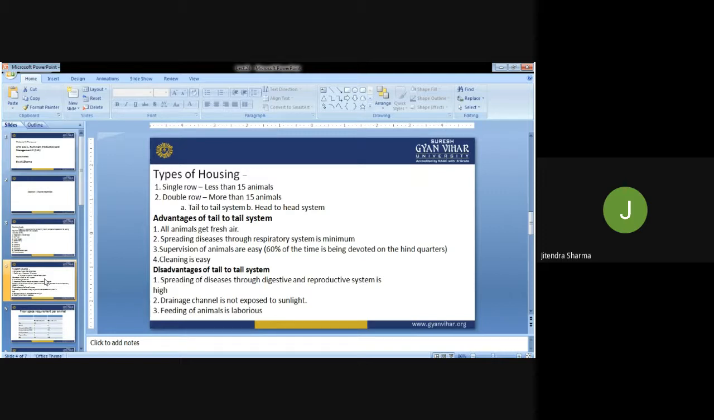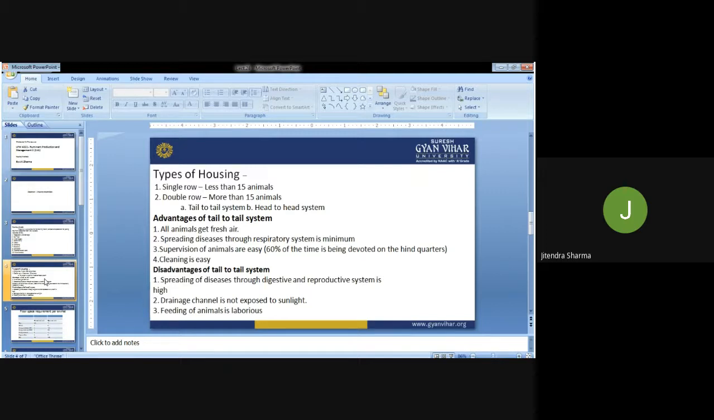Now the disadvantage of the tail-to-tail system: the spread of disease through the digestive and reproductive systems is very high, because both animals have their backs together, though you'll see there is a 3-4 meter difference. One main disadvantage is that diseases through the digestive tract are so common in that situation. Then the drainage channel is not exposed to sunlight, because in between we have a drainage system.